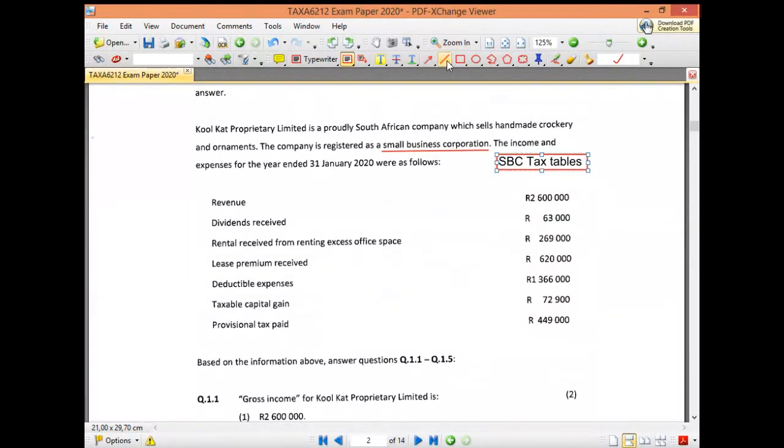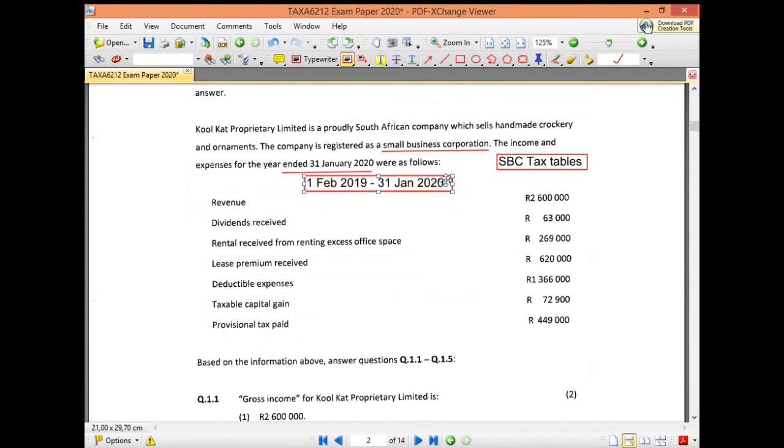And then they tell you the year end is 31st of January 2020. That means our tax period would have run from 1 February 2019 up to 31st of January 2020.